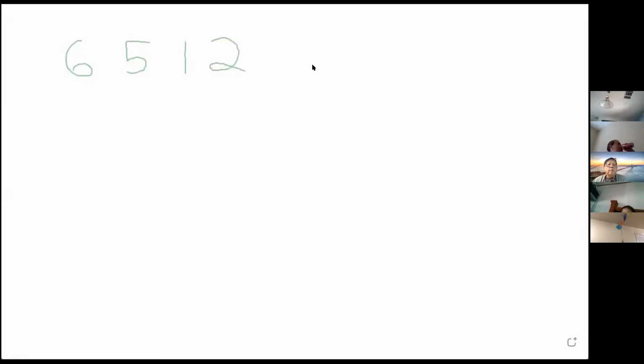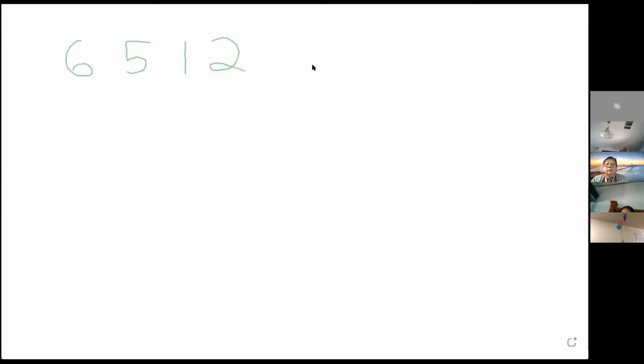So if we think of this as one number, 6,512, this is a number that a lot of people in my town recognize. Does anyone know why people in Durango, Colorado might recognize this number? It's our elevation. Yes, Durango is 6,512 feet above sea level. So that's why I picked this number.